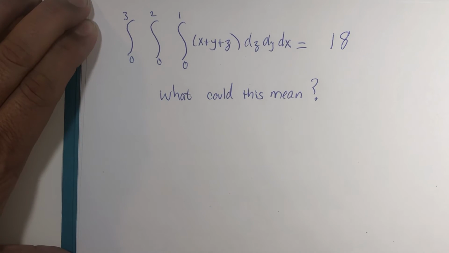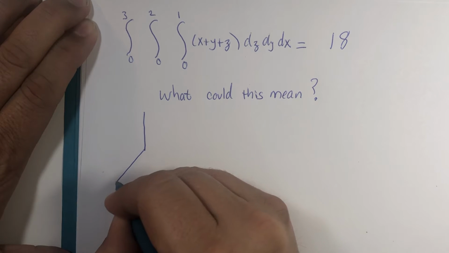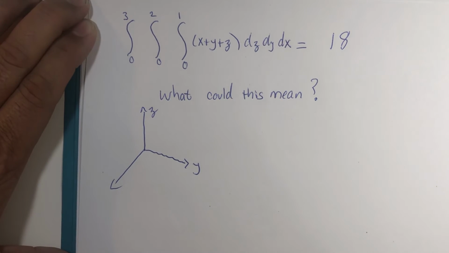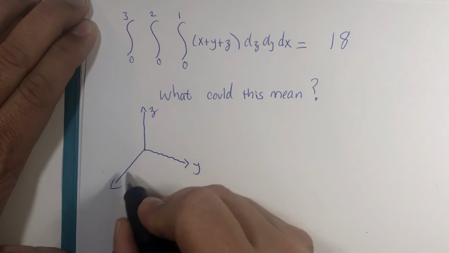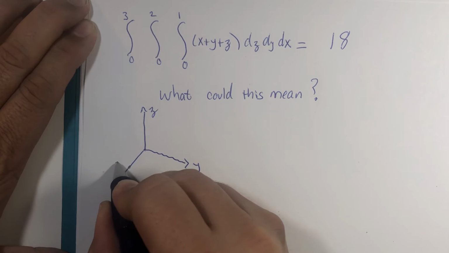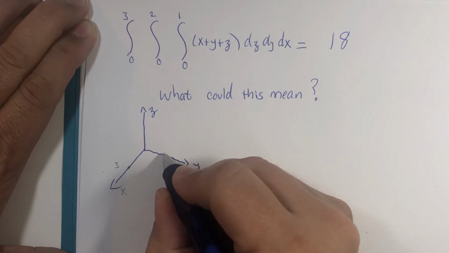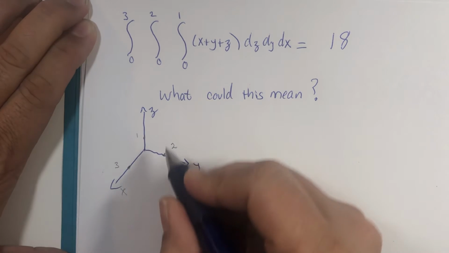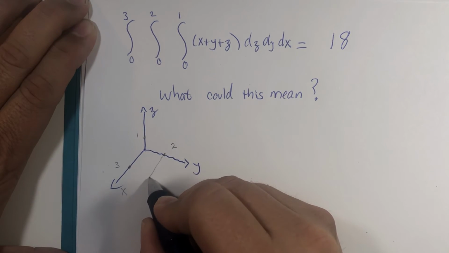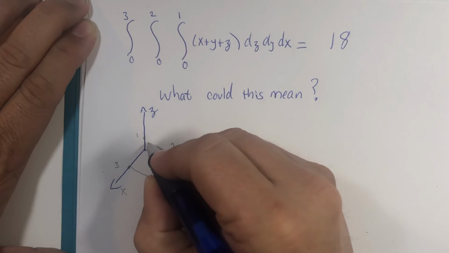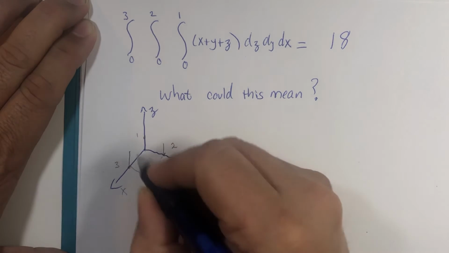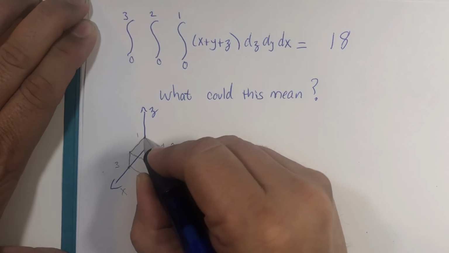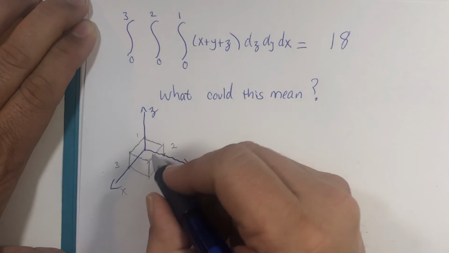So let's look at the region briefly if we could. I don't want to hide it all. X, Y, Z. If the x boundaries go from 0 to 3, and the y boundaries go from 0 to 2, and the z boundaries go from 0 to 1, we would have this quite literal rectangular prism or box.